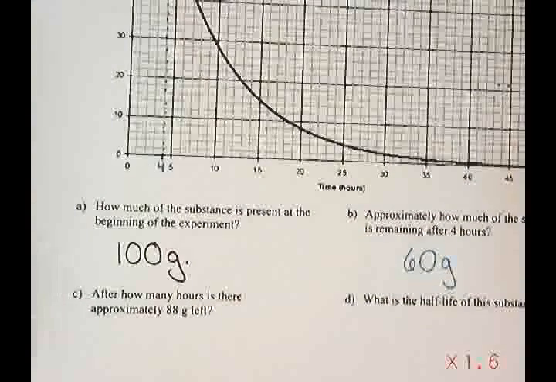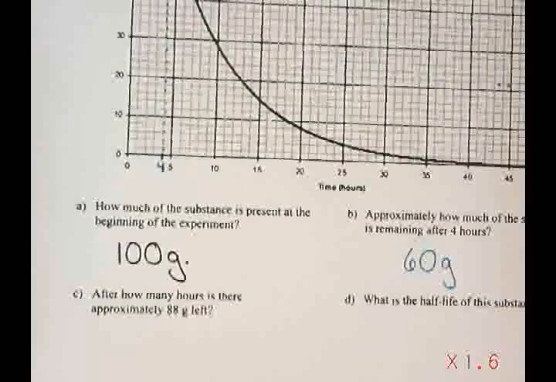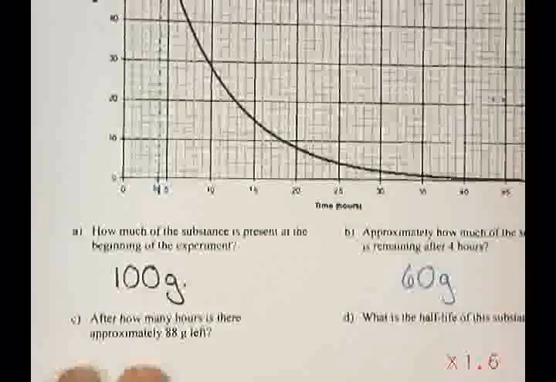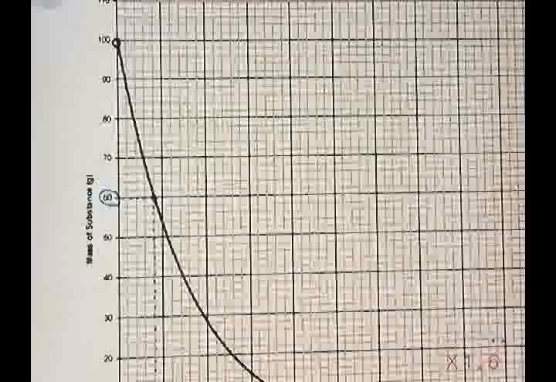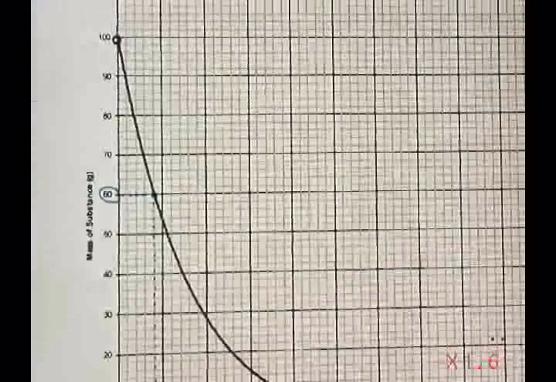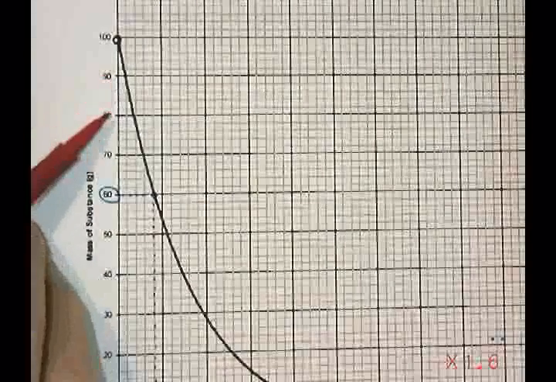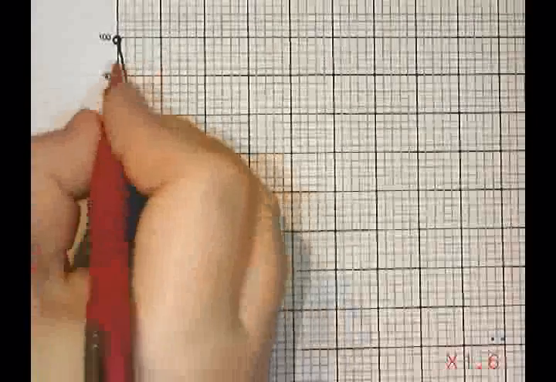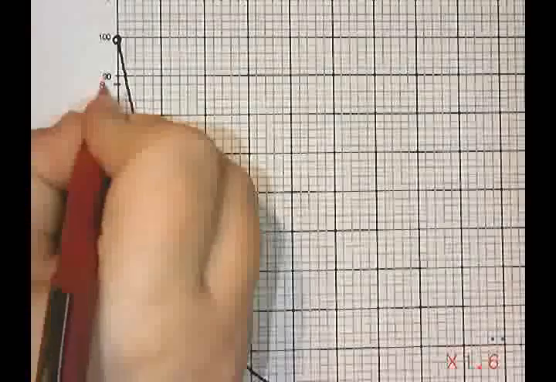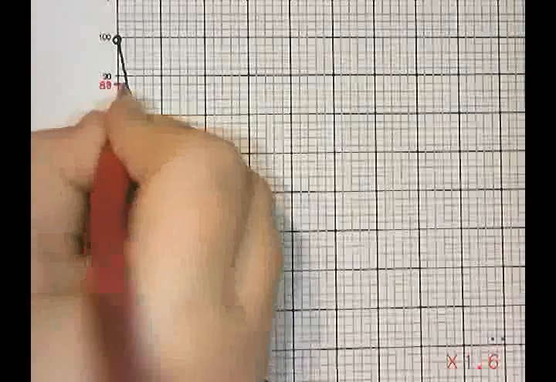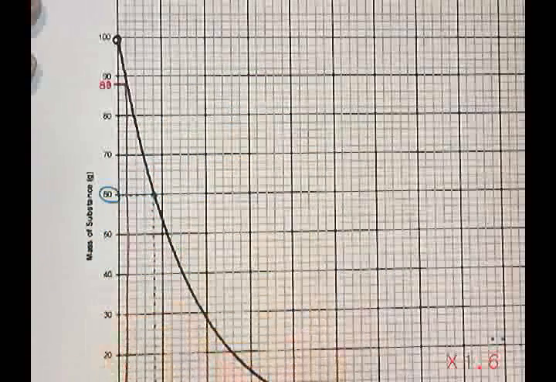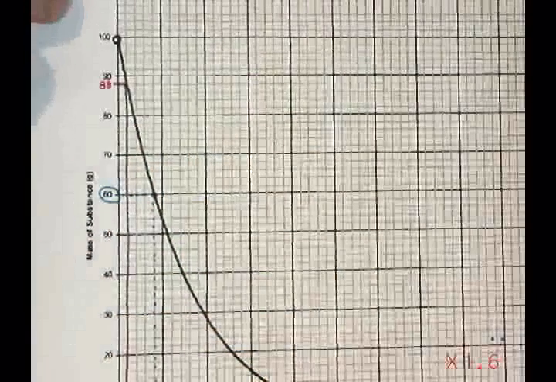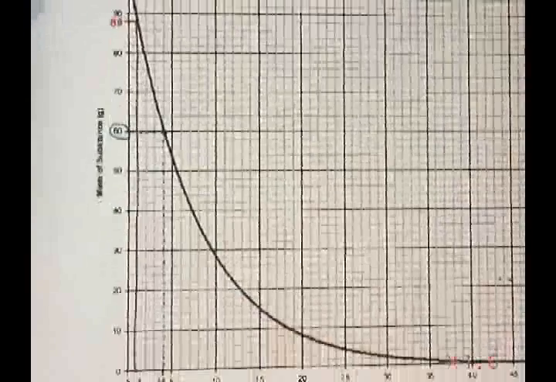Okay, the next one says after how many hours is there approximately 88 grams left? So this time it is 88 grams, not 88 hours. So I'm going to look on my graph for 88 grams. Now I notice that there are only 5 squares between 80 and 90, which tells me every one should be worth 2. So 88 would be there. So if I follow that across, that really is just that first grid line at 1. So it, in my opinion, would take 1 hour.